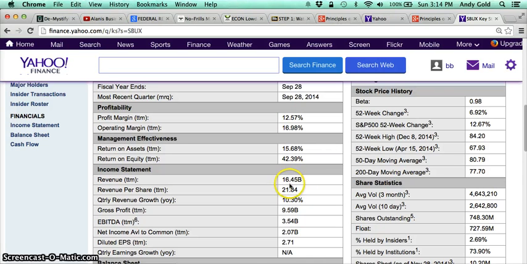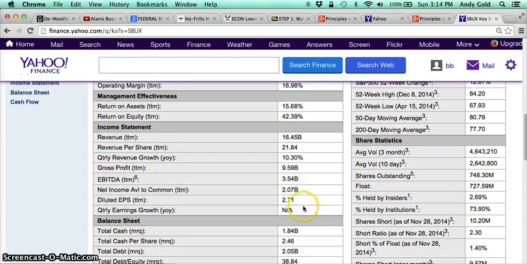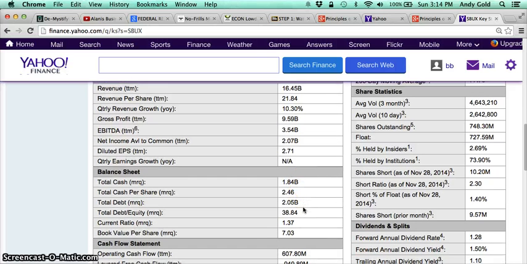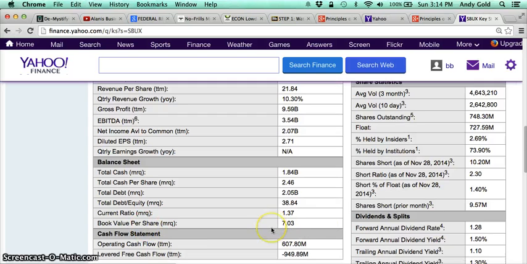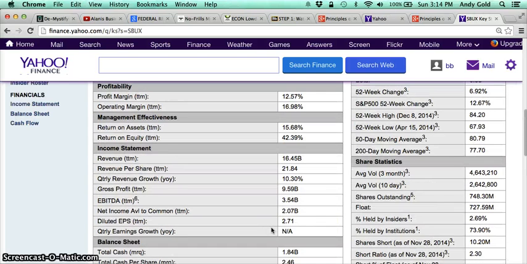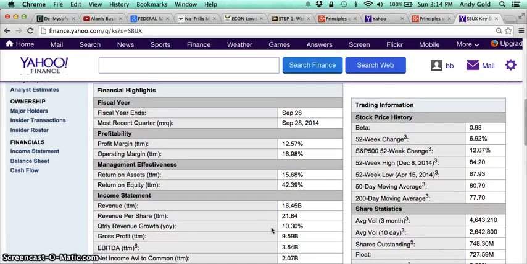So they sell like $16.5 billion worth of stuff every year. It tells you how much their revenues are growing. So their revenues are growing still at 21% a year. It gives you 3-month revenue growth numbers. And as you scroll down into the balance sheet information, you get things like a current ratio, book value per share, and a whole host of other information about the company.